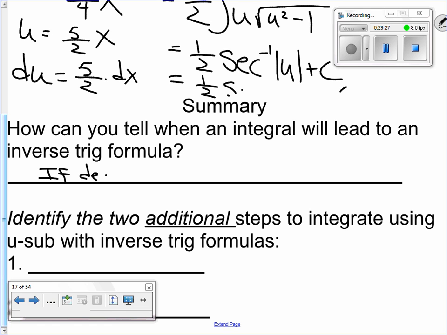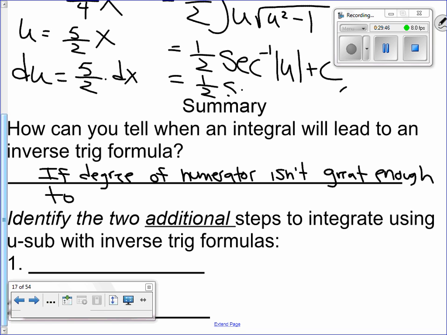You've heard that word, degree, right? The degree of the numerator isn't great enough to be du, or to contain the factors of the u. How about that?